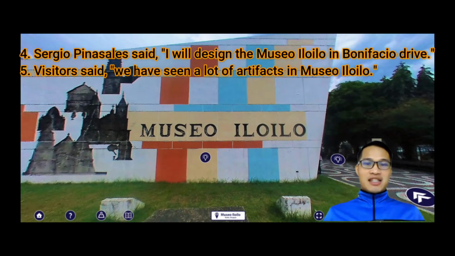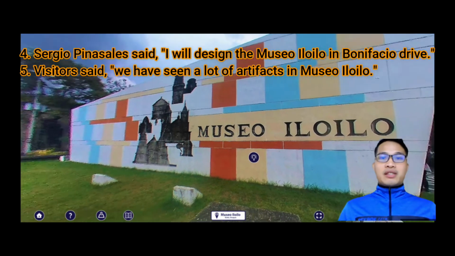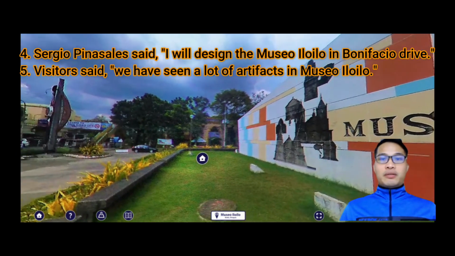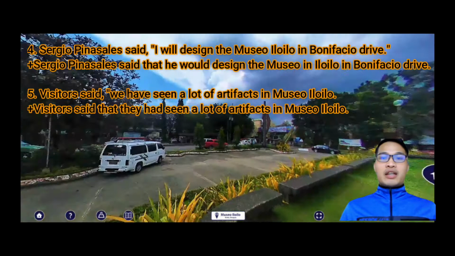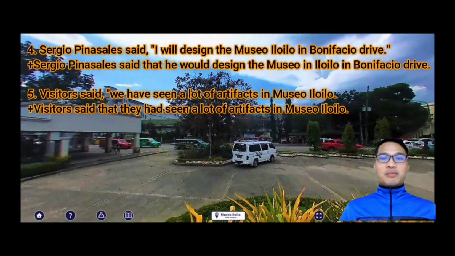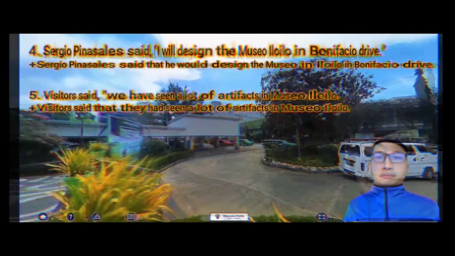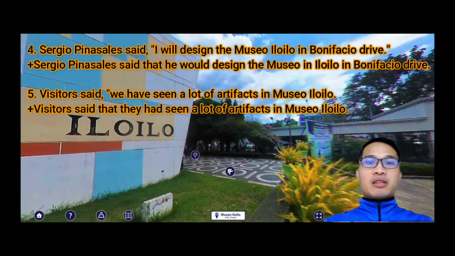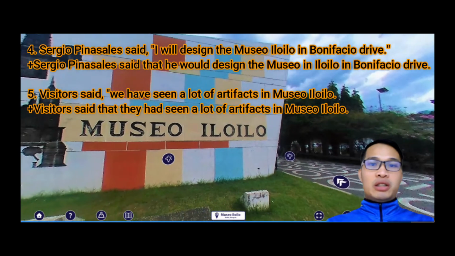Seventh and last destination, Museo Iloilo. Number 4, Sergio Pinasaula said, "I will design the Museo Iloilo in Bonifacio Drive." Number 5, the visitor said, "We have seen a lot of artifacts in Museo Iloilo." Let's check your answers. Number 4, Sergio Pinasaula said that he would design the Museo Iloilo in Bonifacio Drive. Number 5, the visitor said that they had seen a lot of artifacts in Museo Iloilo.